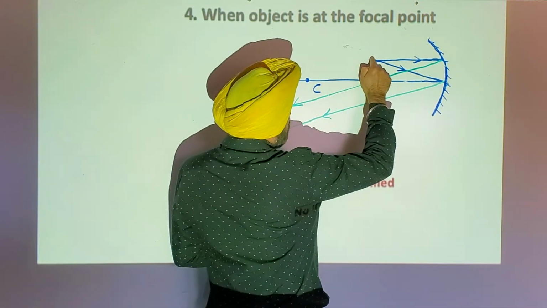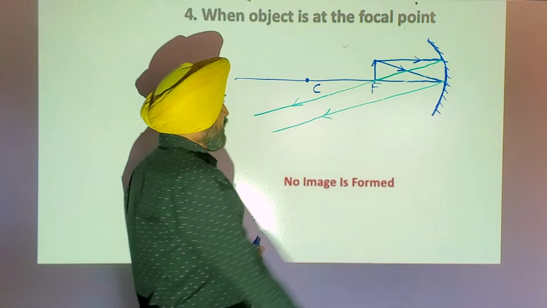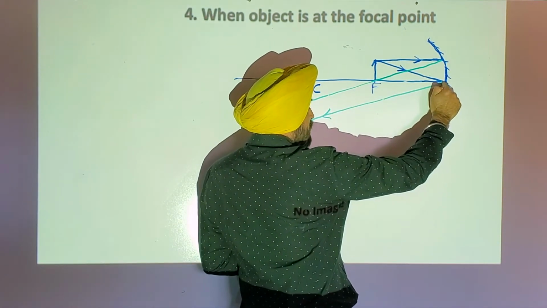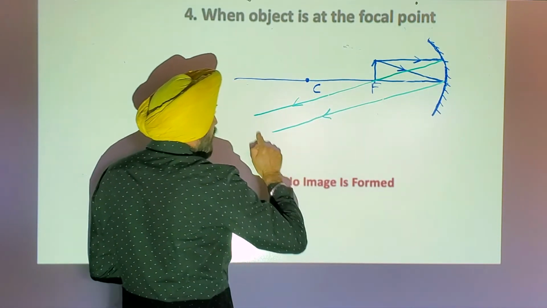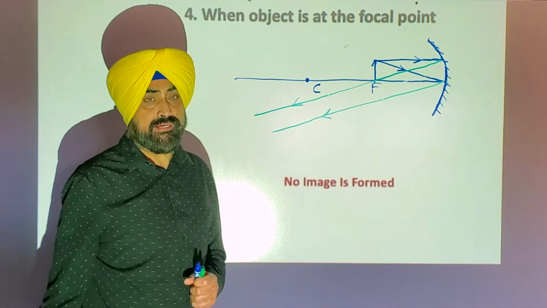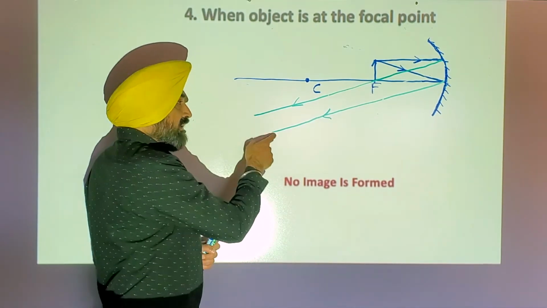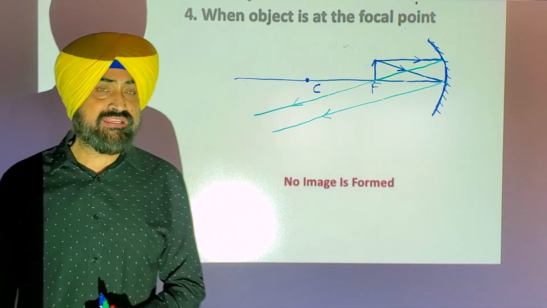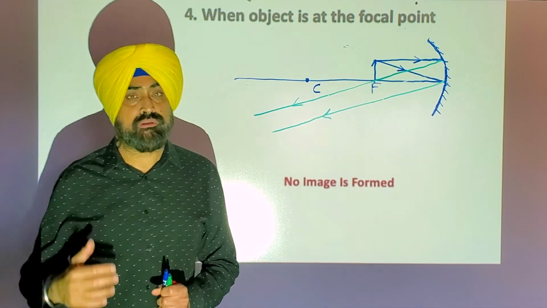Second line, which is from the tip or top of the object, strikes the mirror where the principal axis is meeting, and after it reflects it passes parallel to the first reflected ray. So you see both are parallel. So they are not meeting with each other. So you can say the image is formed at infinity, or better you can say no image is formed.